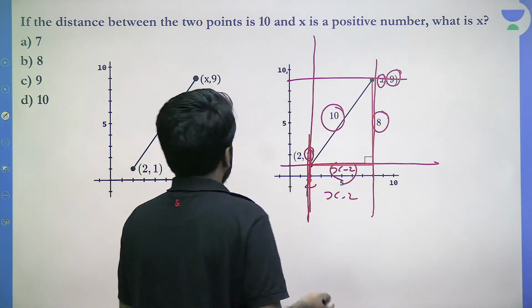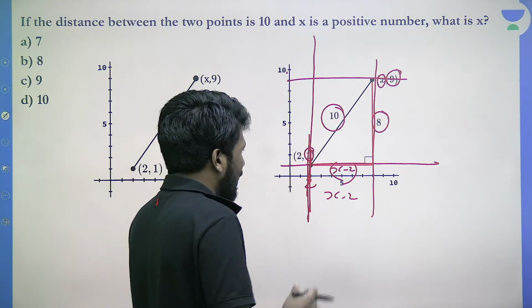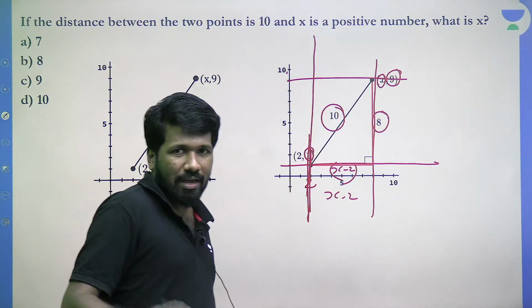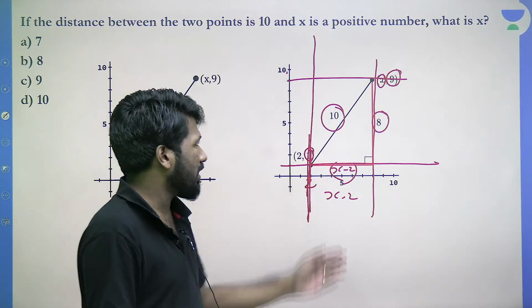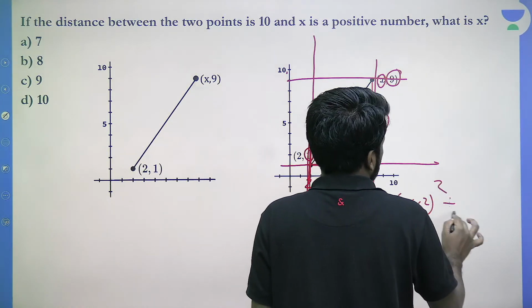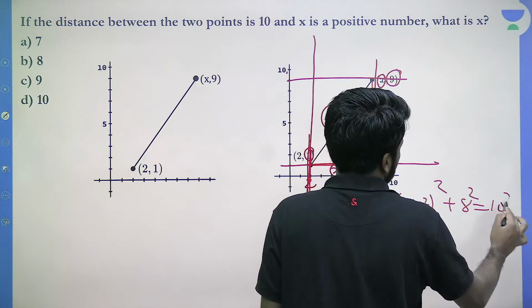Now you just use the Pythagoras theorem. Understanding that this side is x minus 2 and this is 8 is the only part I want to emphasize. After that, the calculation part you all know. (x minus 2) the whole squared plus 8 squared is equal to 10 squared.